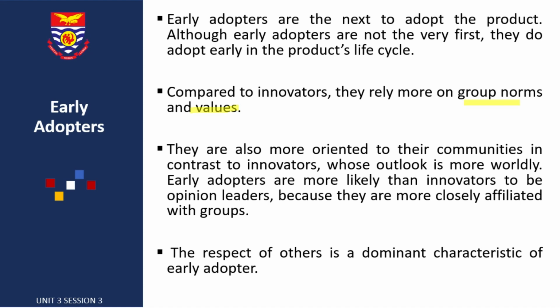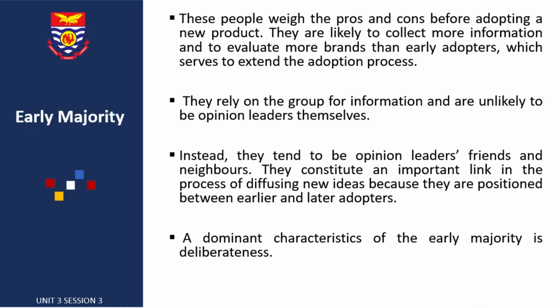They are early adopters. We have what we call the early majority. These people weigh the pros and the cons. They look at the advantages and the disadvantages before adopting a new product. They are likely to collect more information and to evaluate more brands than early adopters. So with the early majority, they go in for different brands and consider the pricing and look at the features before they can purchase.